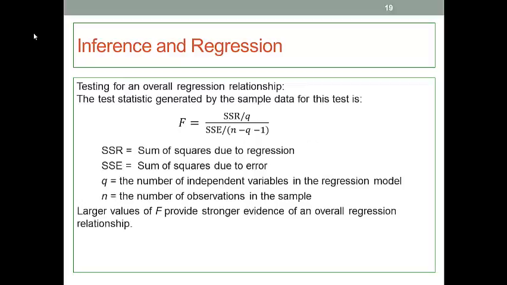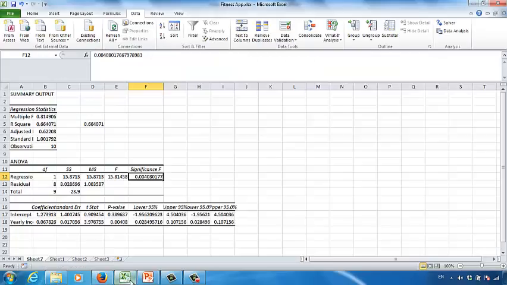First, we want to test the overall regression relationship. We use the f-test to show how strong the model from the sample is. This slide shows you how to calculate the f-value. Fortunately, we don't have to calculate the f-value manually. In the data analysis report, you can find the f-value right away. It's in the middle of this report. We got the f-value as 15.814.